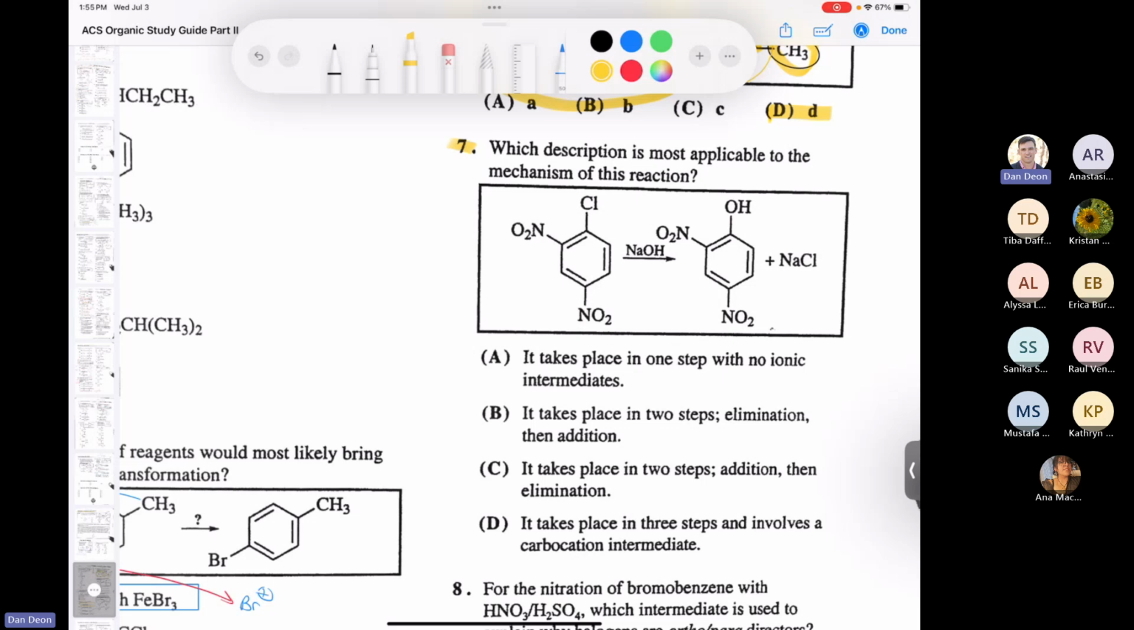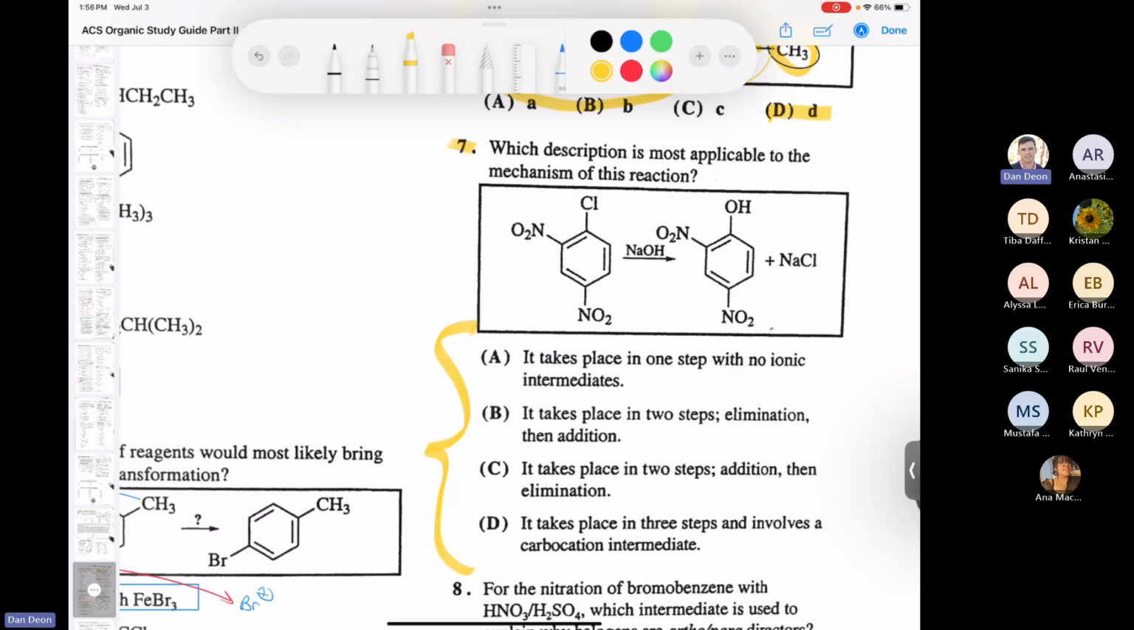It says, which description is most applicable to the mechanism of this reaction? So we have, what would you call this compound? I don't know, you call it chlorobenzene, so you'd call it 2,4-dinitrochlorobenzene. Then you treat it with sodium hydroxide, and now you get a phenol. So you get 2,4-dinitrophenol. How does this reaction take place? In A, it says it takes place in 1 step, no ionic intermediates. Takes place in 2 steps, elimination, then addition. Takes place in 2 steps, addition, then elimination. Takes place in 3 steps and involves a carbocation intermediate.